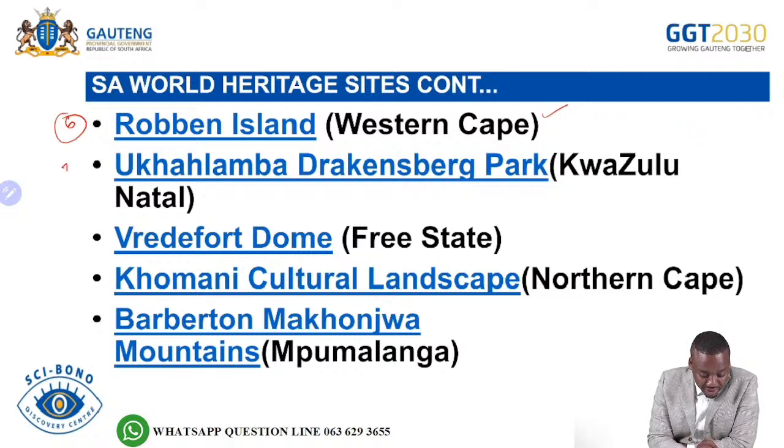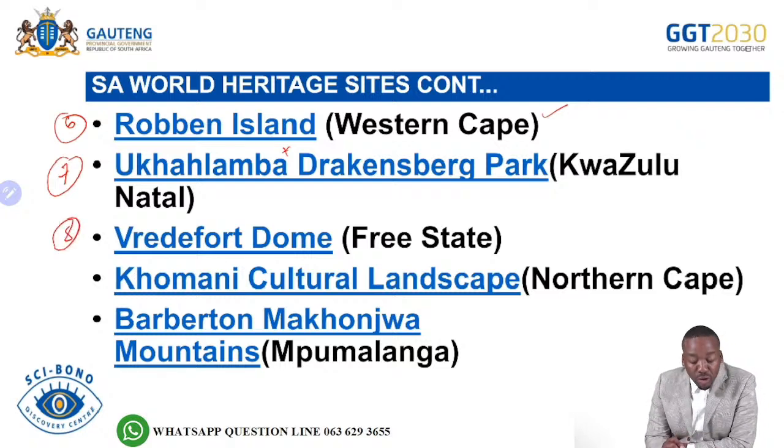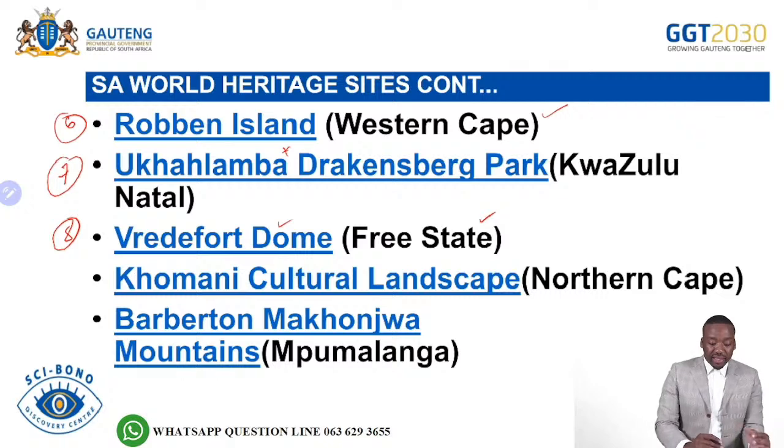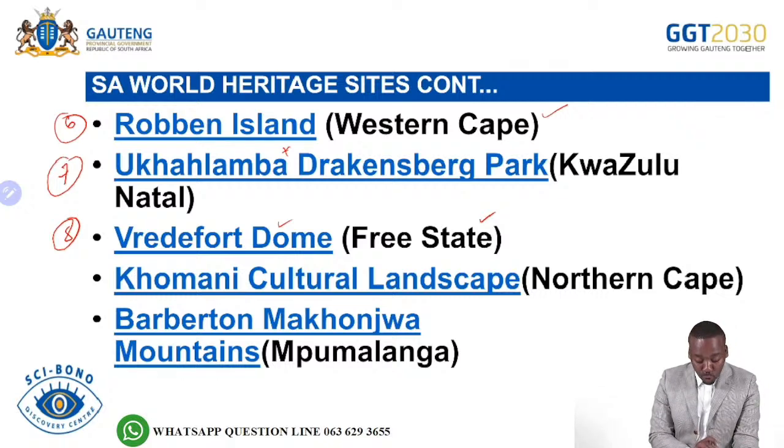Then we have number 7, Ukahlamba. Just be careful of this. It is Drakensberg Park. Ukahlamba Drakensberg Park, that is located where? In KwaZulu-Natal Province. Then we've got number 8, Vredefort Dome, that is located in the Free State Province. And then we've got Khomani, right? Your textbook ends where we have Vredefort Dome.